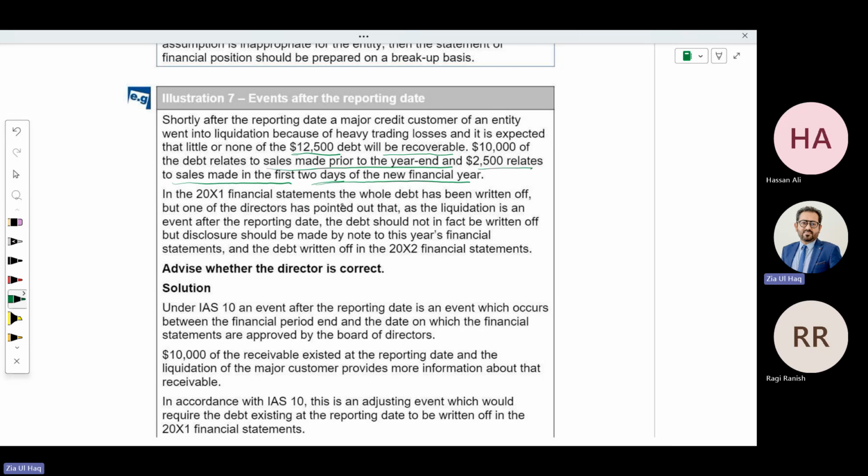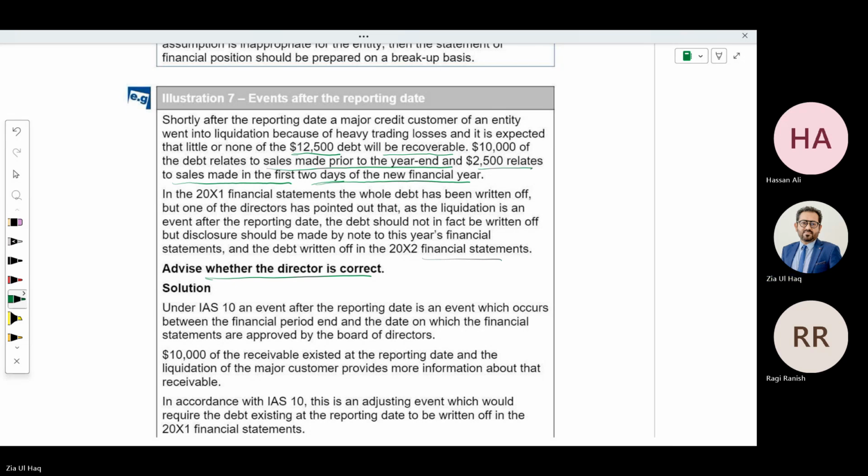In the 20x1 financial statements, the whole debt has been written off. Is that right or wrong treatment? Wrong. But one of the directors has pointed out that as the liquidation is an event after the reporting date, the debt should not in fact be written off, but disclosure should be made by note to this year financial statement, and the debt written off in the 20x2, mean next, financial statements. Advise whether the director is correct?